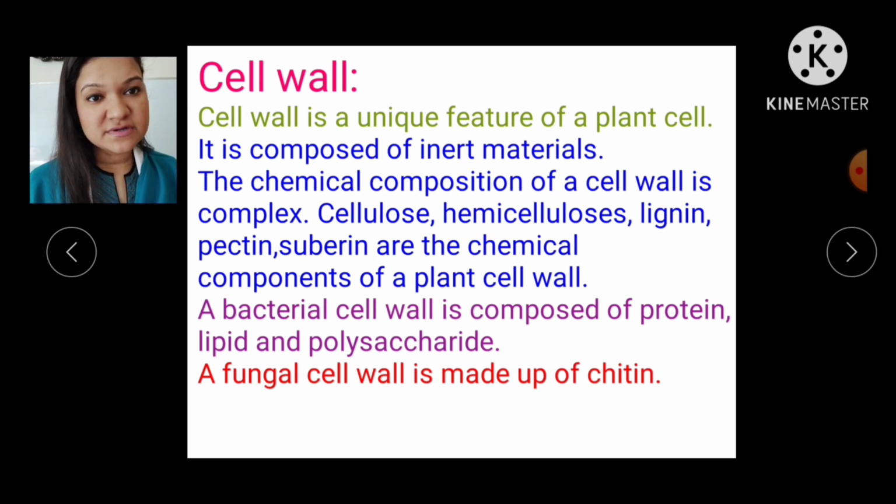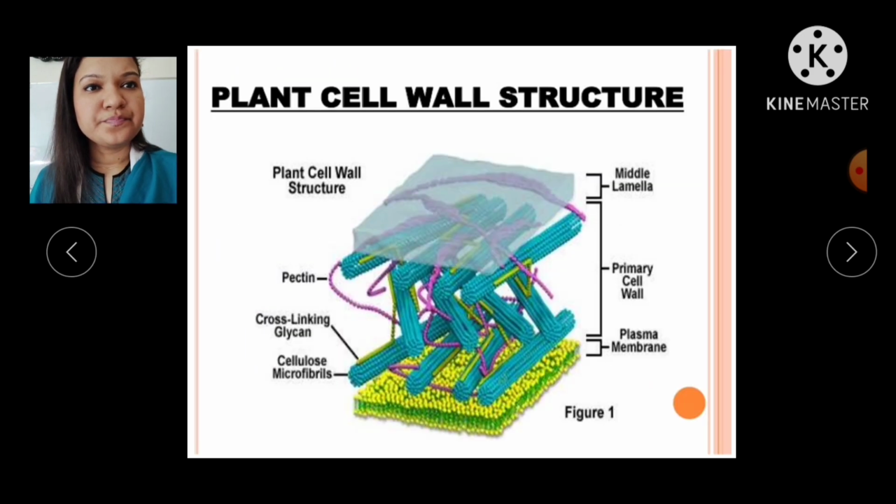The fungal cell wall is made up of chitin, and here you can see this is the picture of a plant cell wall. This is the middle lamella, and this is the primary cell wall, and this is the plasma membrane, or we can say the cell membrane, and here are some chemical components of the cell wall, that is pectin, cellulose, microfibrils. We'll read these details in the higher class.